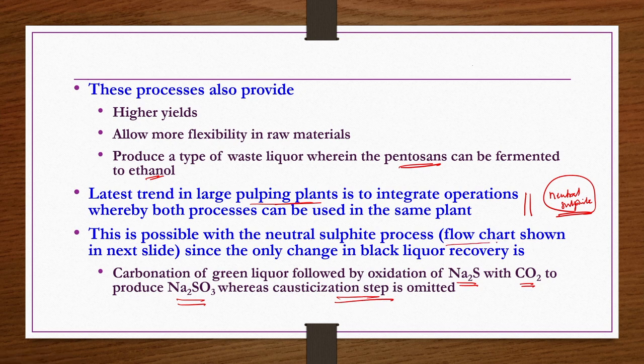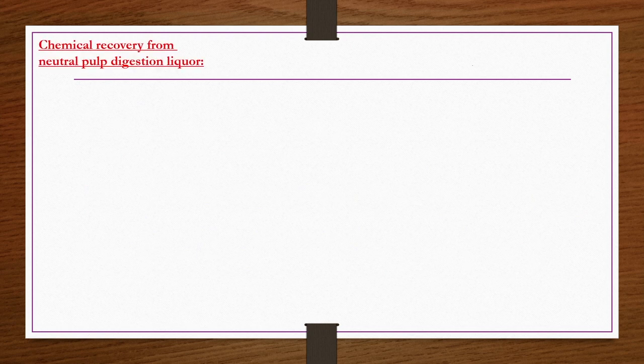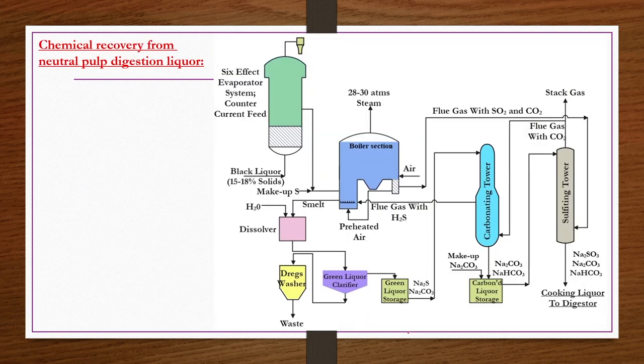In the flow chart we are going to see next, primarily oxidation of Na2S with CO2 is taking place to get Na2SO3. Mostly the process is similar to what we have seen for the recovery of chemicals from the liquor obtained from the Kraft process. The only thing is that there we have the causticizing step. Now here, rather than causticizing, you have the sulfiting and carbonating towers. Before that, the steps are quite similar.